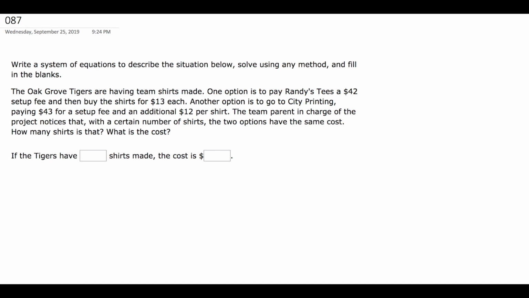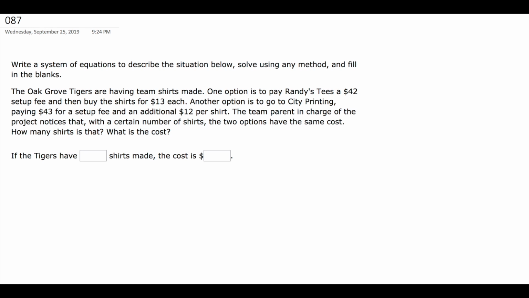All right, the Oak Grove Tigers are having team shirts made. One option is to pay Randy's team a $42 setup fee and then buy the shirts for $13 each. Another option is to go to City Printing, paying $42 for a setup fee and an additional $12 for a t-shirt. So, first of all, I also gave you a lesson involving linear equation word problems. So this is really just two linear equation word problems in one.